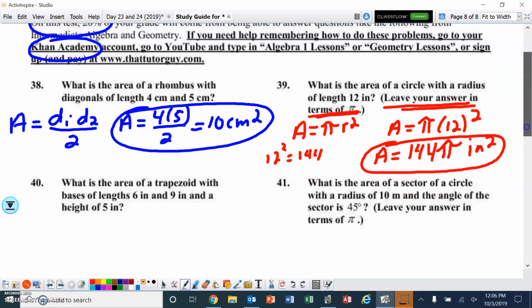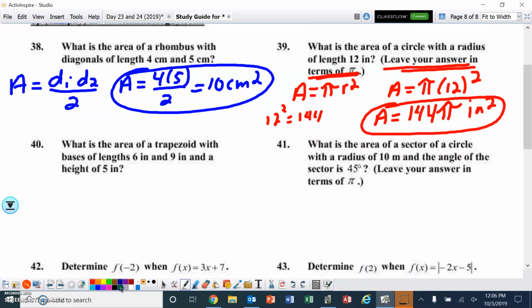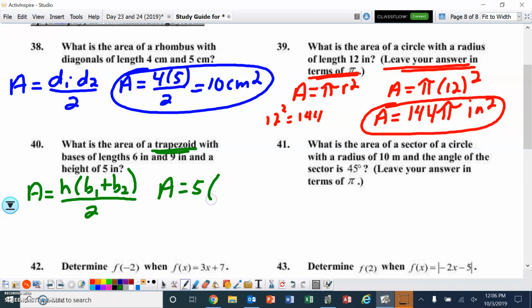All right, number 40. This time we have the area of a trapezoid. Okay, the area of a trapezoid equals the height times base 1 plus base 2 divided by 2. Plugging the numbers in, so the height is 5, the base 1 is 6, base 2 is 9, divided by 2. All right, remember order of operations, don't forget PEMDAS.